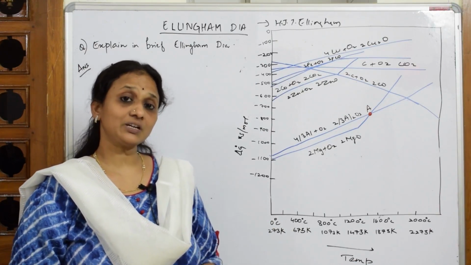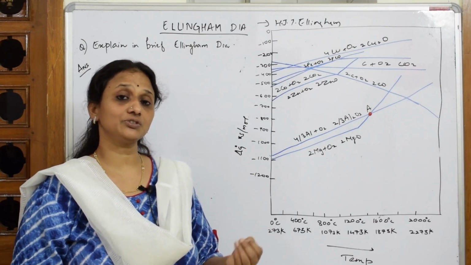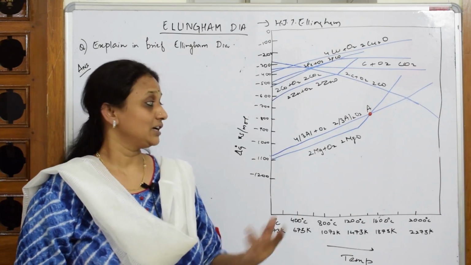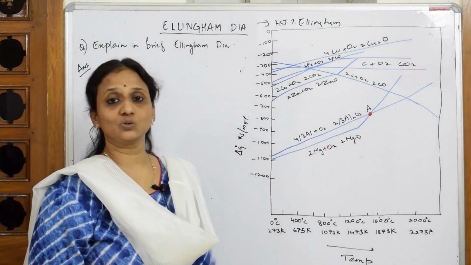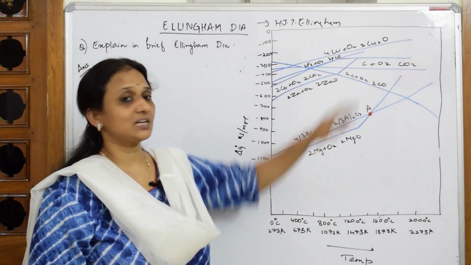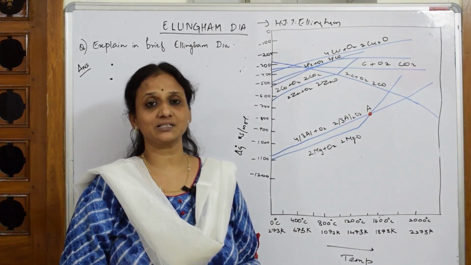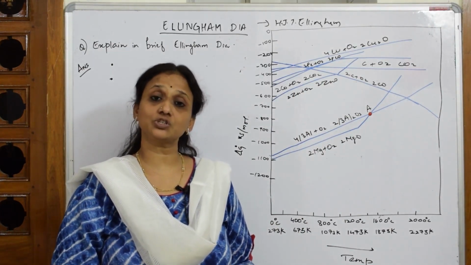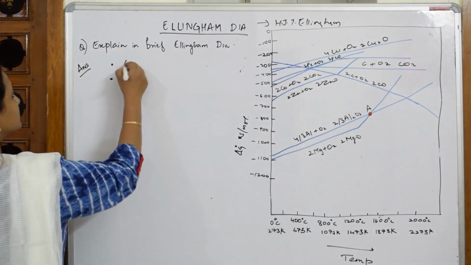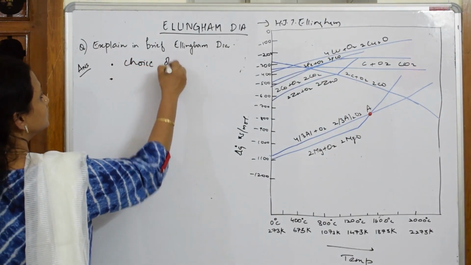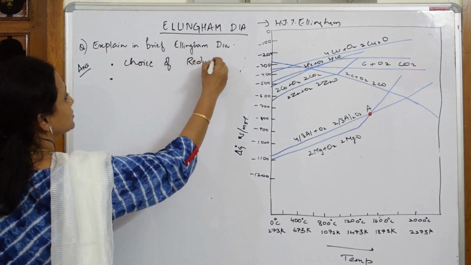So that choice of reducing agent, which reducing agent should you use at what time, whether the higher ones will reduce the lower ones or not, whether the lower ones will reduce the higher ones or not, that is what is important. So the Ellingham diagram gives us the choice of reducing agent. So the first important keyword is choice of reducing agent, right?